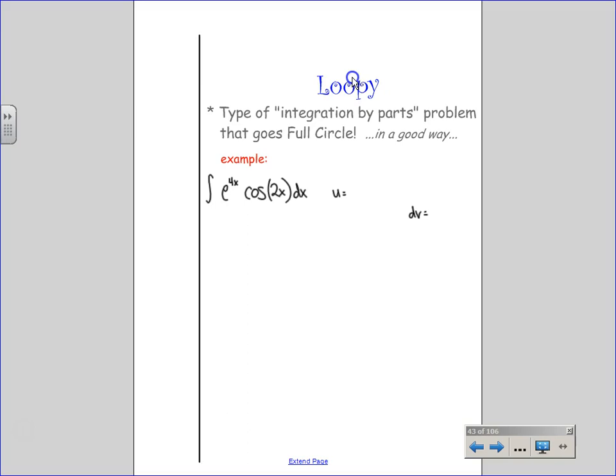So, Riley, you said you want the trig to be u, right? Okay. So cosine of 2x. The other guy, e to the 4x, is going to come right over here. I'm going to go ahead and do v equals 1/4 e to the 4x. The point is the loopiness, and without the loopiness, we're in trouble.